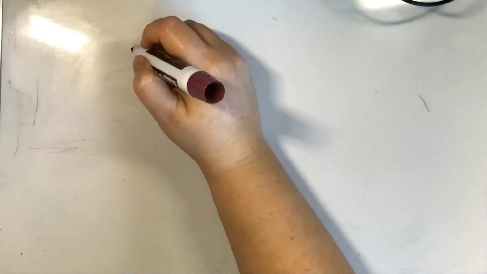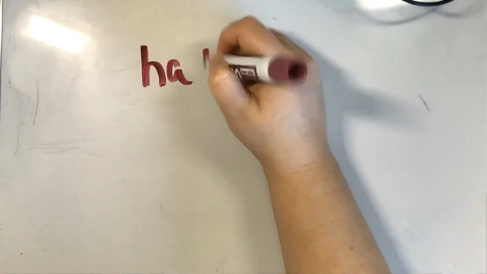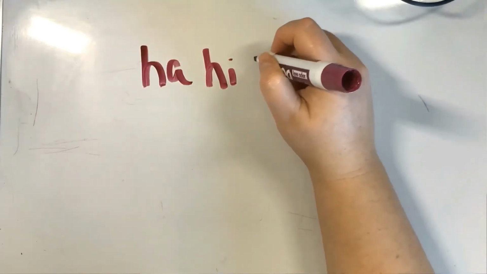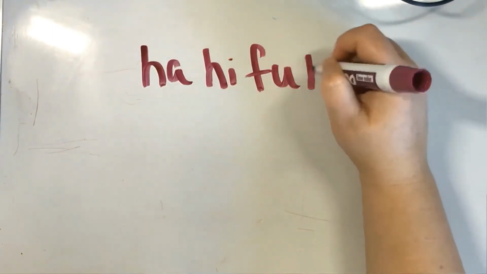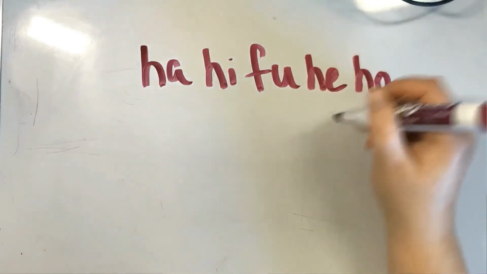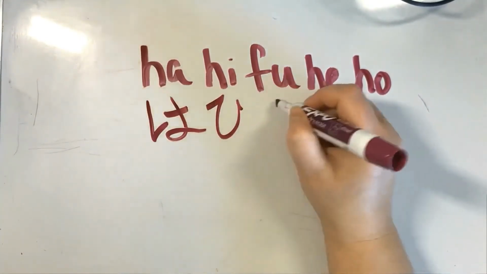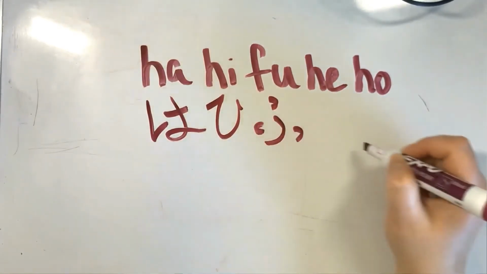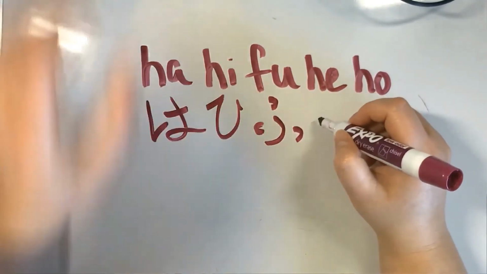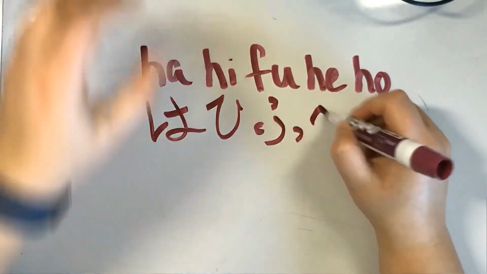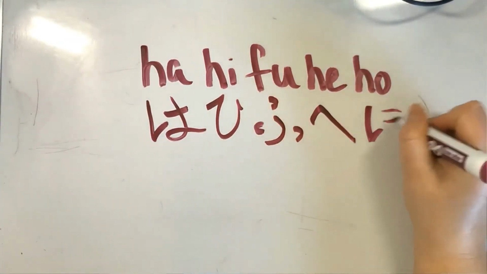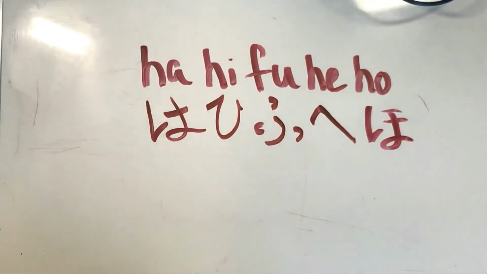And the last characters that we're going to learn today are the H characters. So we had ha, hi, fu, he, ho. Remember that it's not hu, it's fu. Hiragana: ha, hi, fu, he, and ho. So now we'll do again the side-by-side comparison, the ones that are similar and the ones that are different.